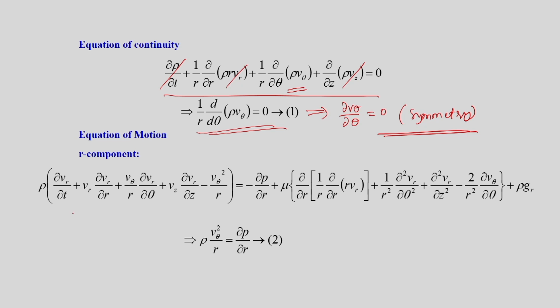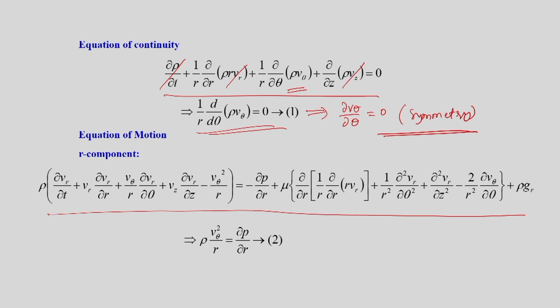ρ(∂Vr/∂t + Vr ∂Vr/∂r + (Vθ/r) ∂Vr/∂θ + Vz ∂Vr/∂z − Vθ²/r) = −∂p/∂r + μ[∂/∂r((1/r) ∂/∂r(rVr)) + (1/r²) ∂²Vr/∂θ² + ∂²Vr/∂z² − (2/r²) ∂Vθ/∂θ] + ρgr. This is what we have, right. This is the r component of the equation of motion.